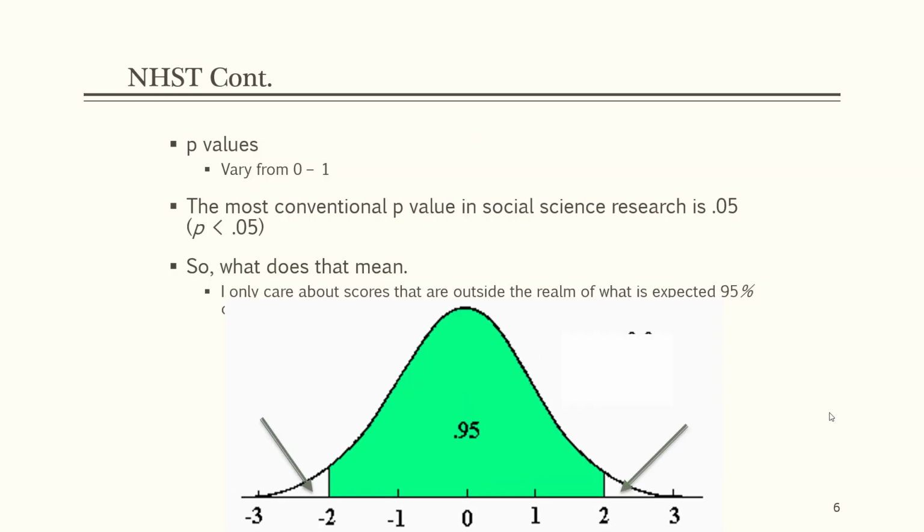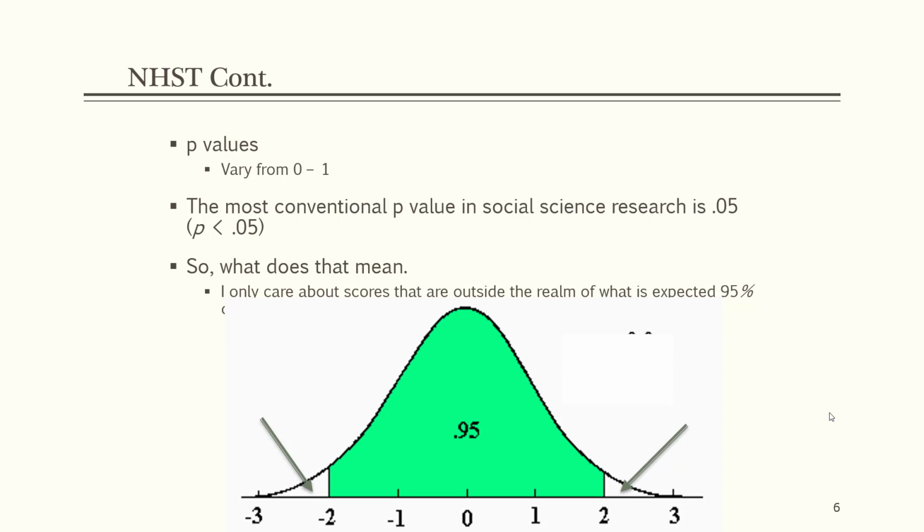So we have the p-values, and p-values vary from 0 to 1. And the most conventional p-value, the alpha level that we use in social science, is 0.05. And basically what we're saying is that 5 times out of 100, we are willing to make an error in accepting or rejecting the null hypothesis.